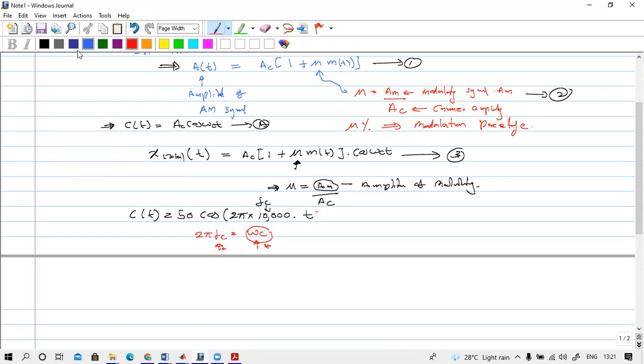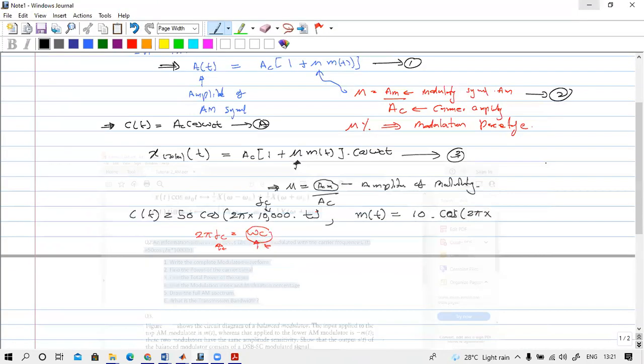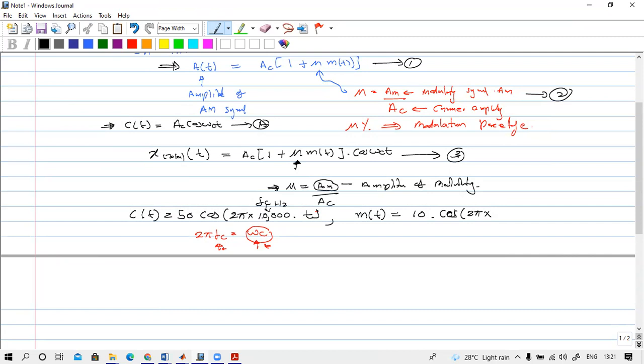This is our carrier signal, and you can remember that our modulating signal, the baseband signal, is given as 10 cos(2π × 500 t). The frequency is 500 hertz, while this one is 10,000 hertz, that means 10 kilohertz. So FC is equal to 10 kilohertz. Here it is 2π FM t, where FM is 500 hertz, that is 0.5 kilohertz. So you can see that FC is very much greater than FM.